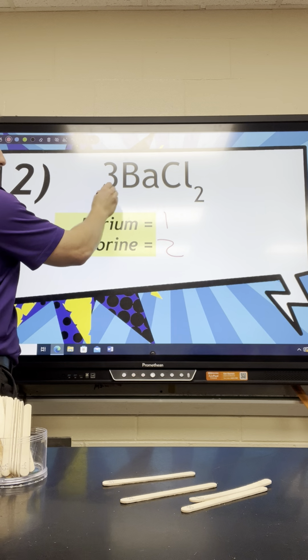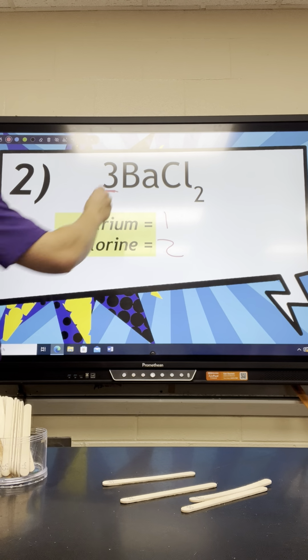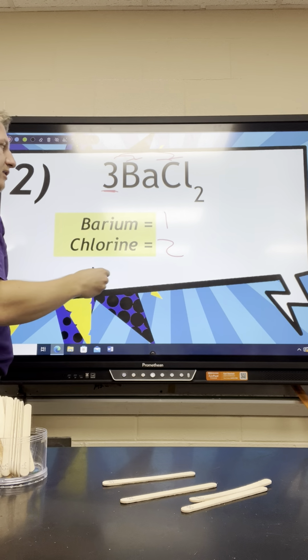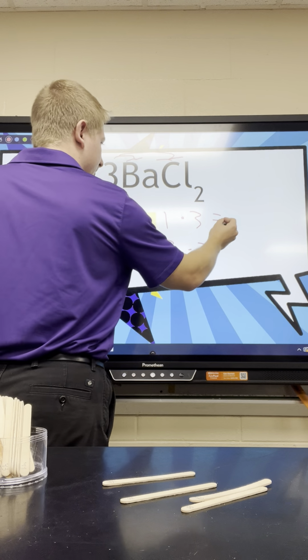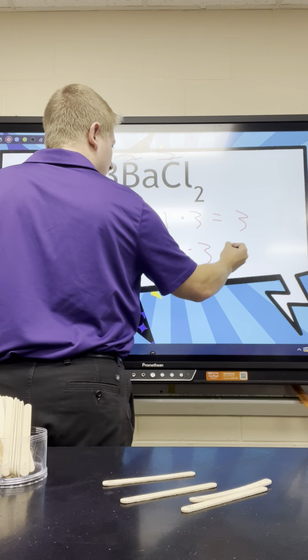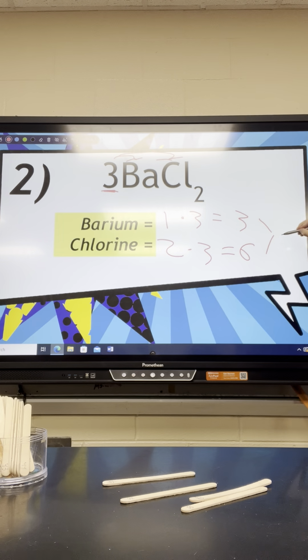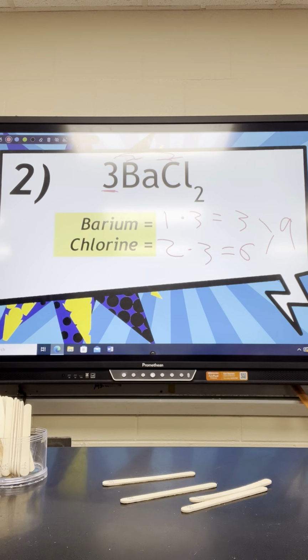If we see this big number out in front, what do we got to do? Multiply. All right, so we distribute that to everything. We see the big number out front, we give it to everything. So we're going to multiply everything by 3. What does that give us? 3, 6. And then we add them together, what do we get? 9.